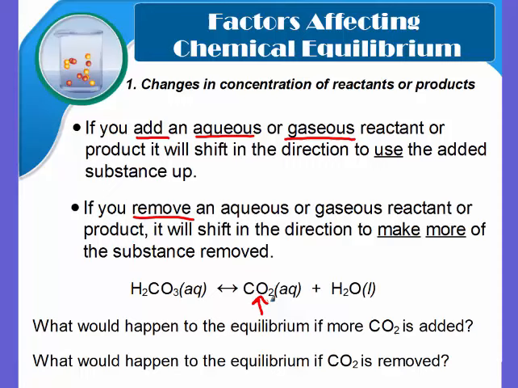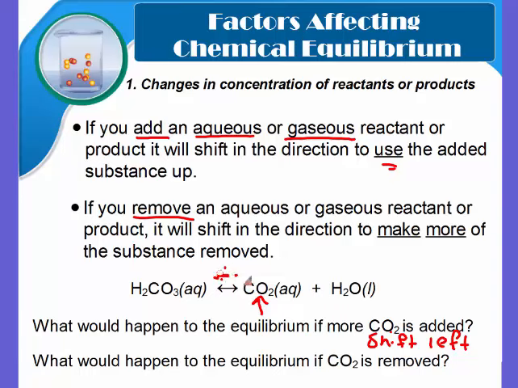If we're adding CO2, then it's going to want to use it up. The only way that it can use it up is if the reverse reaction takes place. Because then the CO2 and H2O will be my reactants, and they're producing carbonic acid. So it will shift left. So the reverse reaction is shifting left, because as you can see, the arrow is pointing to the left.